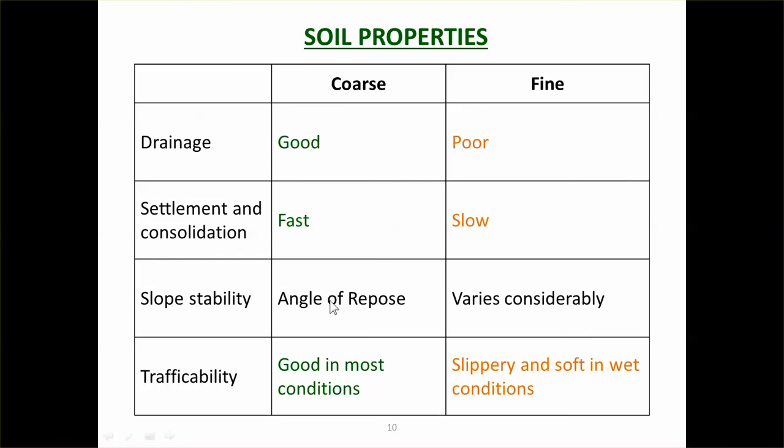Slope stability. Coarse soils normally stand at the angle of repose, usually 30-40 degrees, and the only thing that's holding them up is the internal friction. Fine soils vary considerably. Sometimes you can have fine soils standing almost vertical. Sometimes they'll start sliding after 10-20 degrees. So you need to be aware of the angle at which the soil you are working with is stable, because obviously the last thing you want is slips happening on your site.